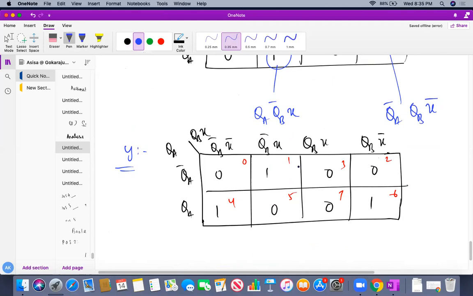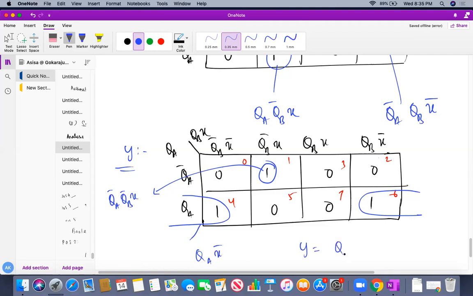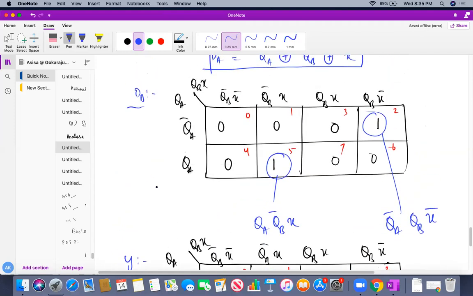Now we can combine it. This is one group. So we got here QA bar, QB bar, X, and we can combine these two like this, which gives me QA and X bar. So finally we got the output, which is QA X bar plus QA bar, QB bar, X. Any doubt on this? So now we got all these three outputs. So this is Y, and DB is this one, QA QB bar X plus QA bar QB X bar.